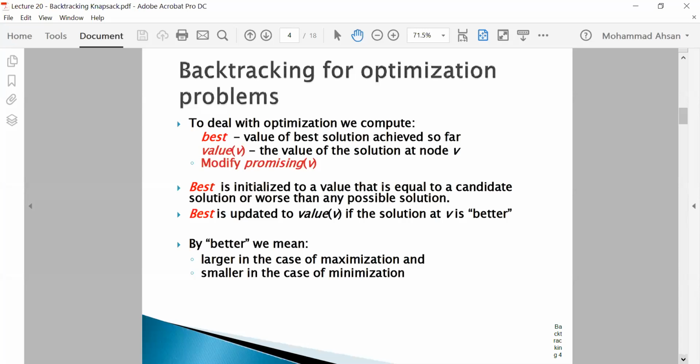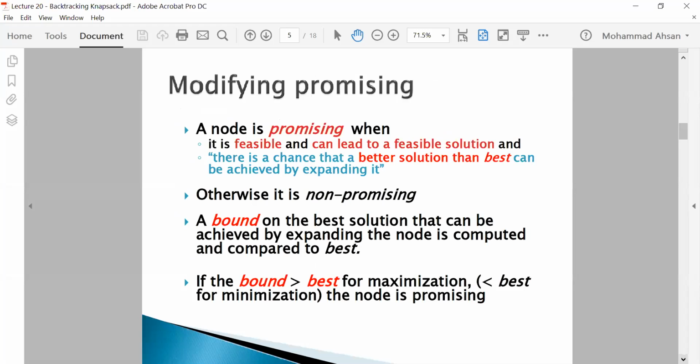So what is better? A better solution in case of a maximization problem would mean a value larger than your current value, and in case of minimization it will be a value smaller than your current value.